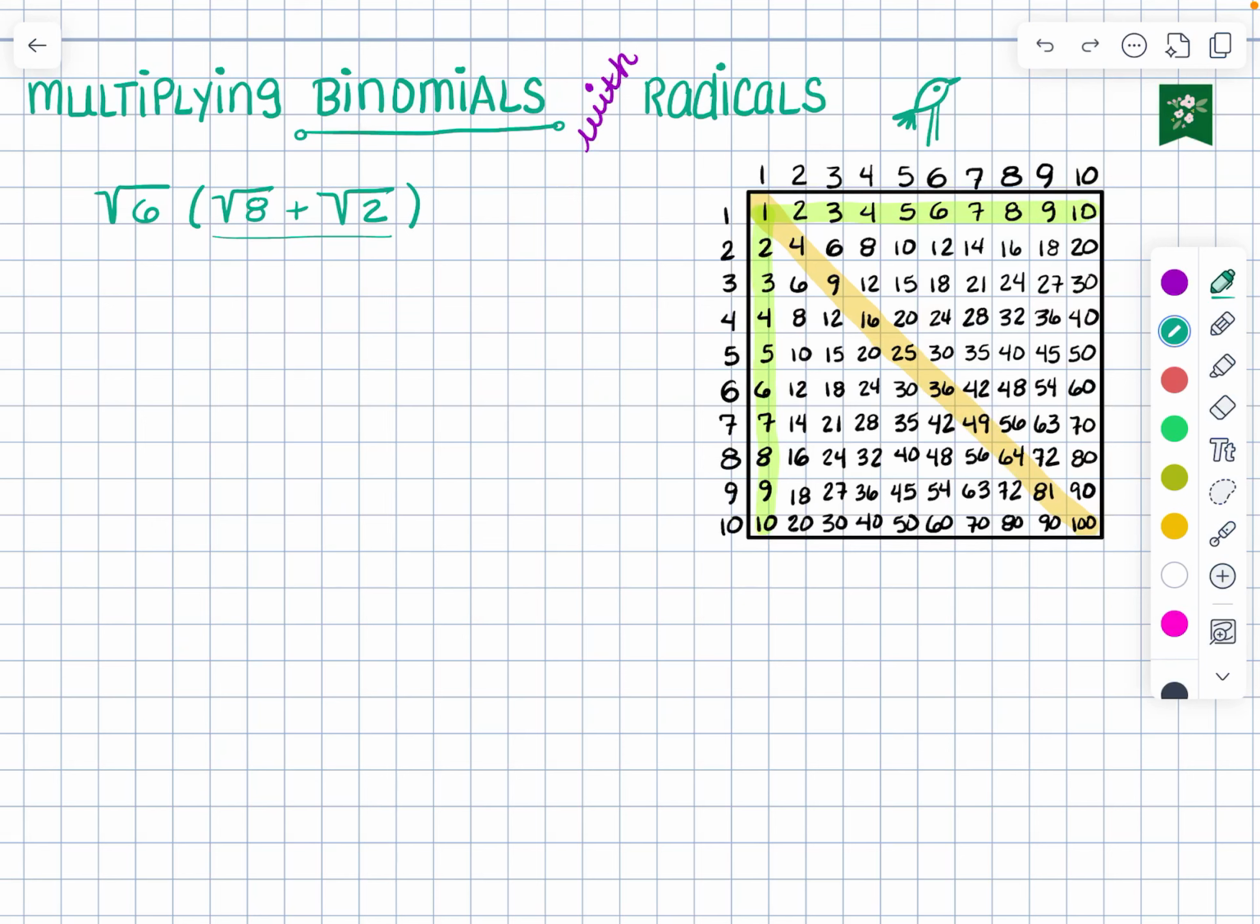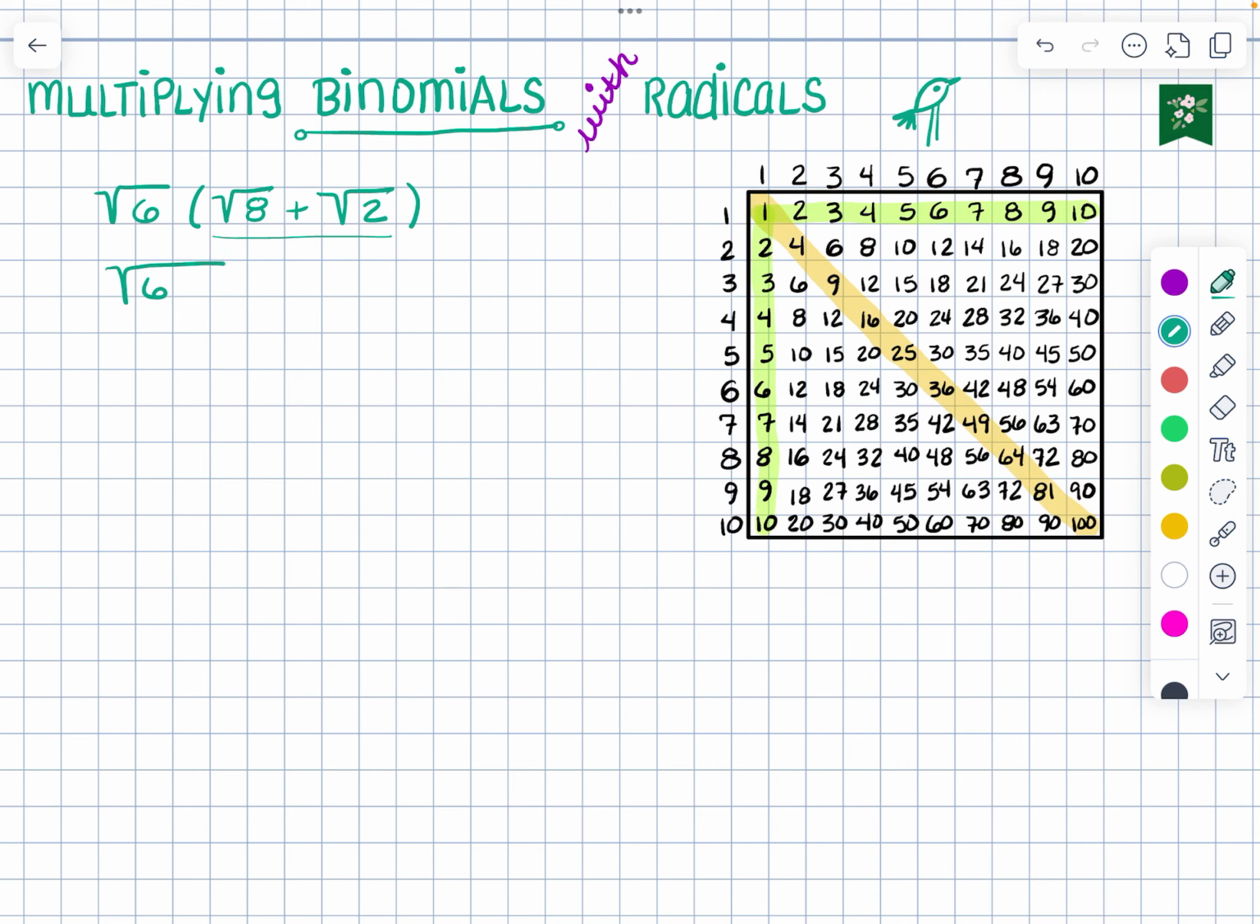Let's go ahead and multiply this binomial by a single term. And the single term is called a monomial, in case you care about the terminology. So we're going to use the distributive property here, and we're going to multiply the square root of 6 times the square root of 8.